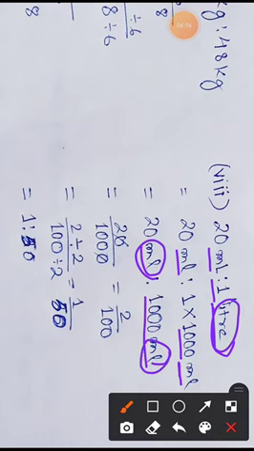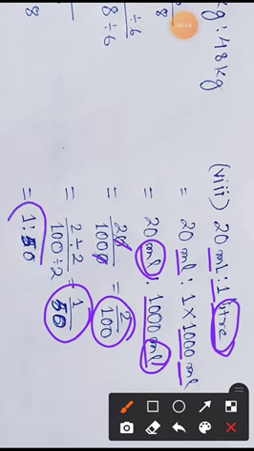Now we'll divide 20 by 1000. You see 0 0 we can cancel. What will be left? 2 by 100 will be left. Now this 2 by 100 you can divide by 2. If you divide by 2 you will get 1 by 50. So we can write 1 by 50 as 1 is to 50. So this is your answer.